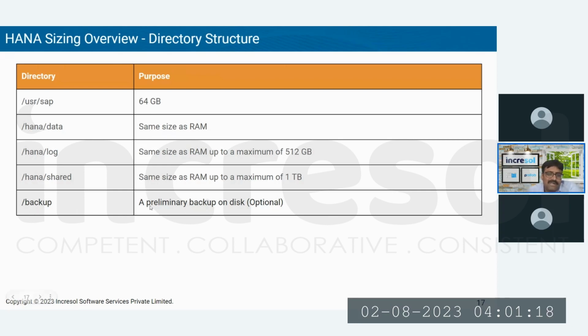And backup is an optional directory. If you want to take any intermediate backups other than the regular backup schedules, then this directory is going to be helpful. So this is a typical directory structure. Other than the OS, these are the DB-specific directories we use for HANA sizing.